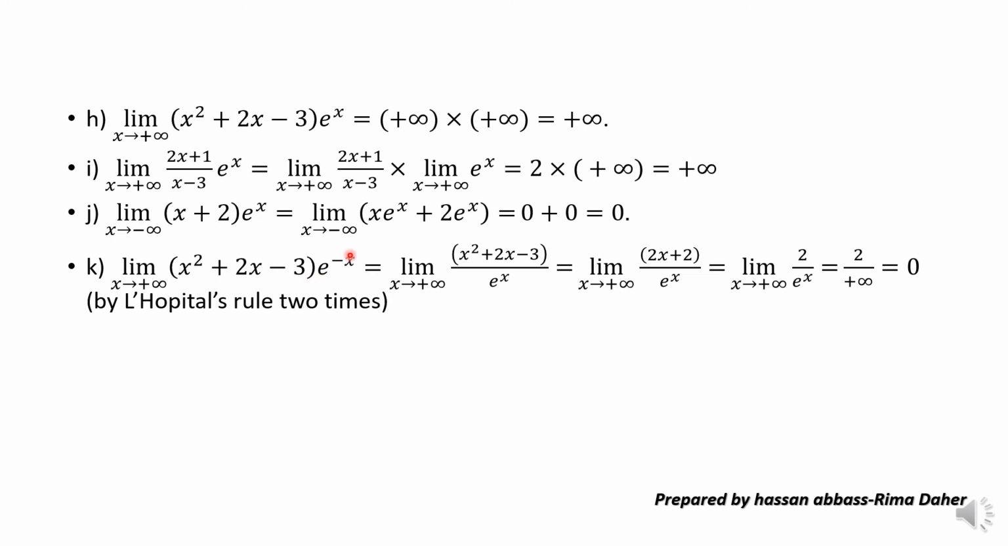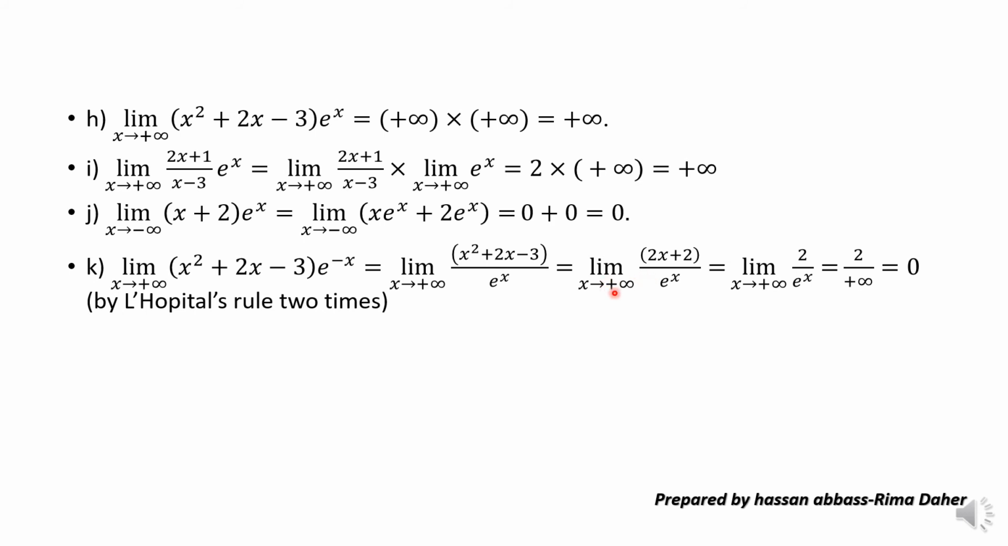change the place of the exponential. We have a polynomial times an exponential. We change the place of the exponential from the numerator to the denominator. We get limit where x tends to plus infinity of x squared plus 2x minus 3 over exponential x. We changed the sign of the power when we changed the place of the exponential. And we apply L'Hopital's rules. We get limit where x tends to plus infinity of 2x plus 2, where 2x plus 2 is the derivative of x squared plus 2x minus 3, over exponential x, where exponential x is the derivative of exponential x.